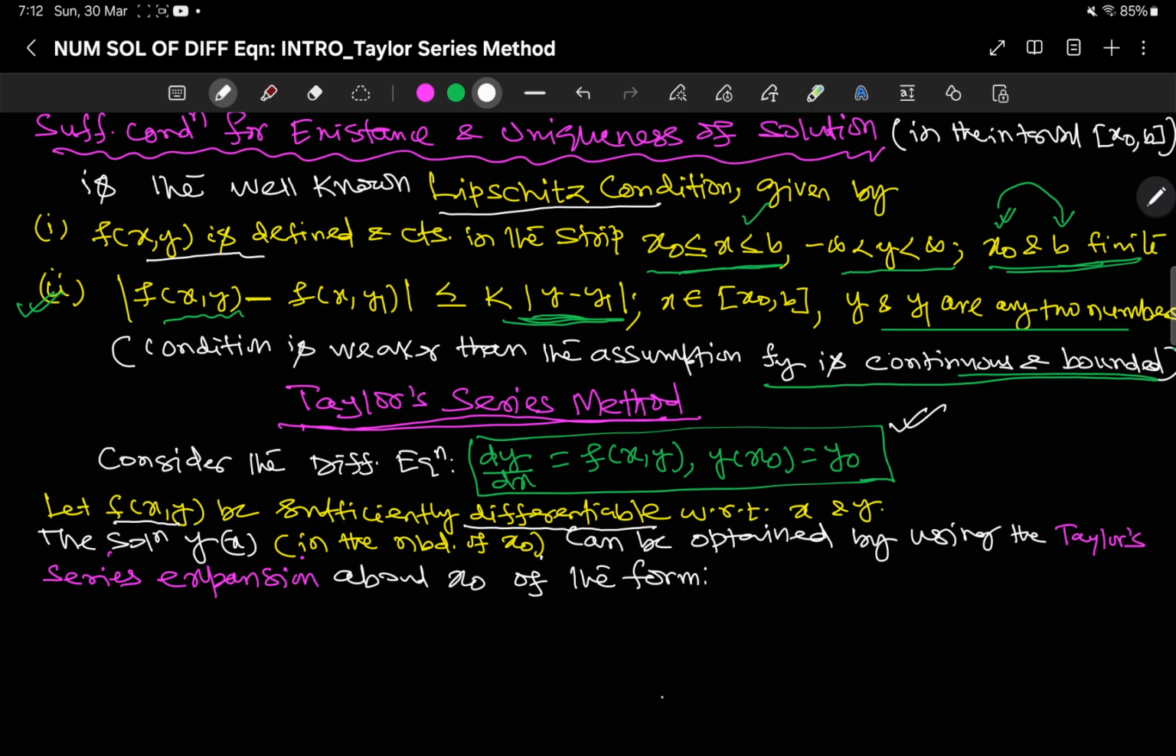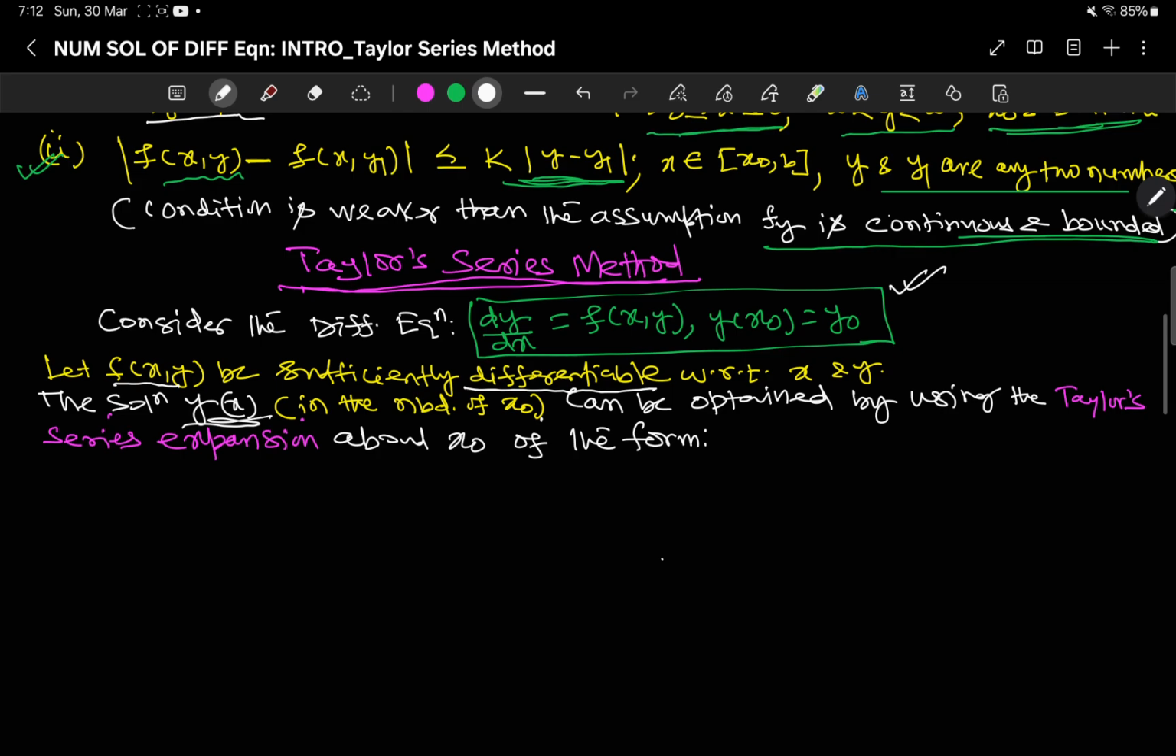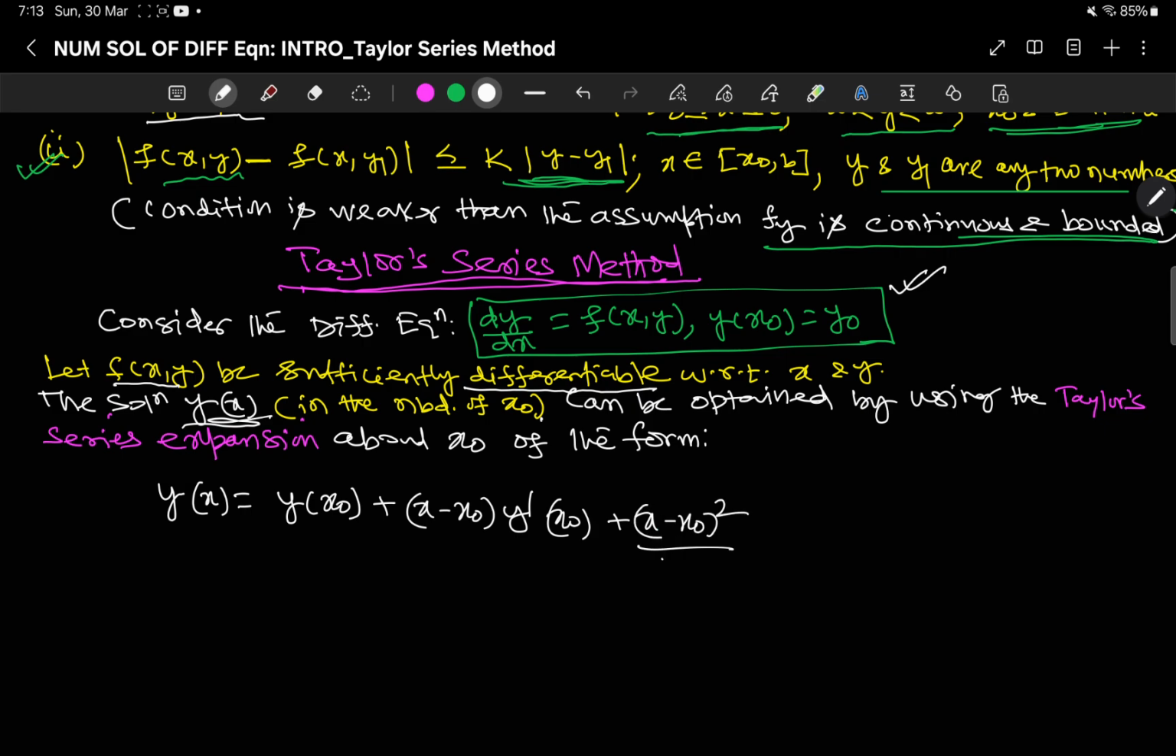Now the solution of this differential equation y(x) can be obtained by using the Taylor series expansion about x0, and the Taylor series expansion about x0 is of the form y(x) is equal to y(x0) plus (x minus x0) y'(x0) plus (x minus x0) whole squared by factorial 2 y''(x0) plus (x minus x0) whole cubed by factorial 3 y'''(x0), and so on, it is continued.